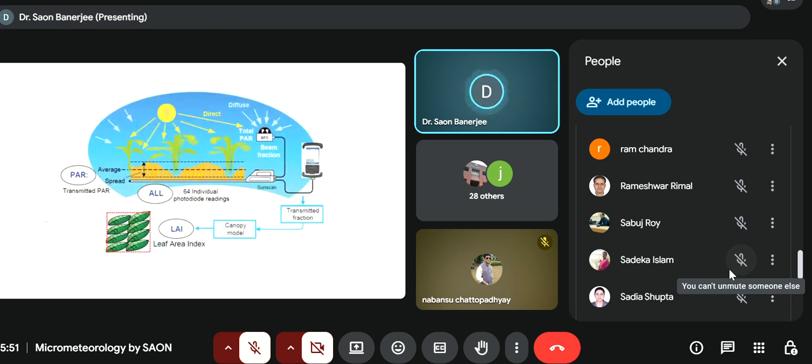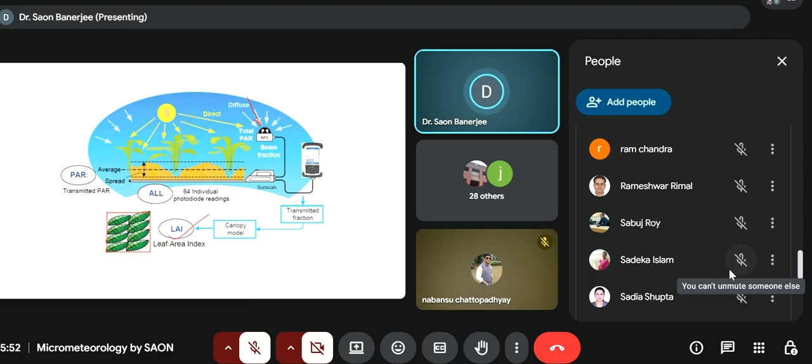Now there is one instrument, coming to the instruments. This is our line quantum sensor. The line quantum sensor here gives it within that crop, and we get the transmitted part. And above there, we get the incident part. So if we have these two, with the help of an equation, we can measure the LAI.